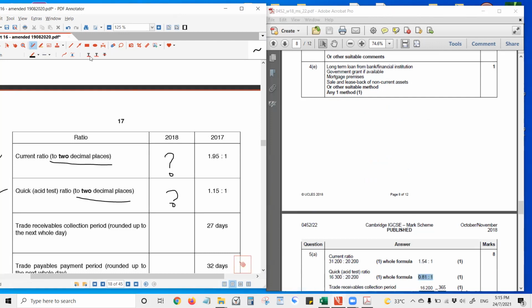So in the first place, of course, we have to memorize the formula because we would not be given the formula sheet. So 1.54 to 1. Don't just write 1.54, okay? You will be wrong. You have to write it in ratio form.